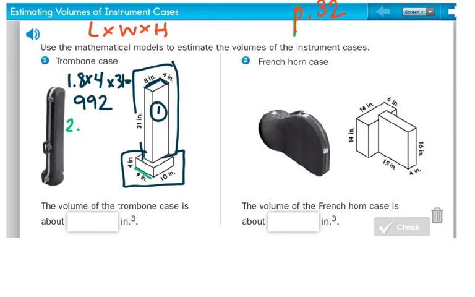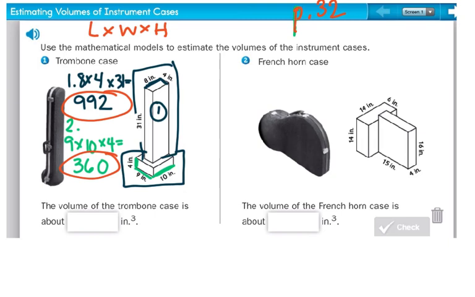The length is 9, so write 9 times the width, which is 10, times the height, which is 4. So on your calculator, take 9 times 10 times 4, and what do you get? You should get 360 inches cubed. Now add those two together, so you can add the 992 cubic inches and the 360.